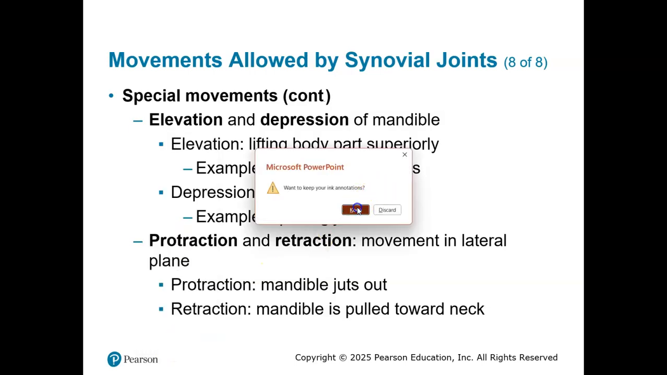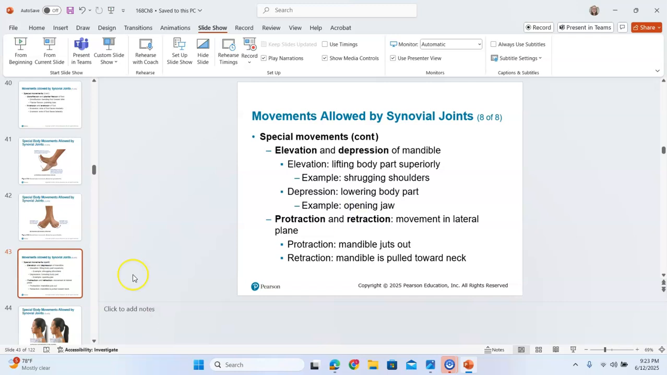I'm just looking to see how many slides are left because I've kind of gone over time. I'm actually going to stop right here, and I'll start the next recording at slide 43.